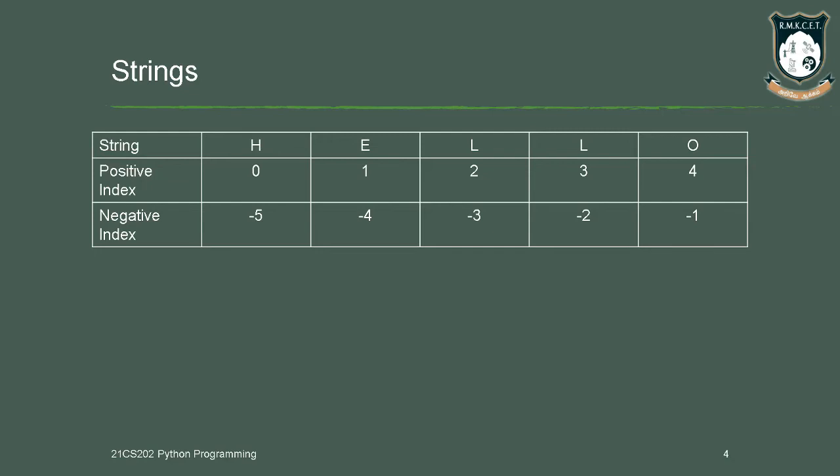We also said that negative indexing is possible in the string data type. Negative indexing starts from the right hand side to the left hand side, whereas positive indexing goes from left hand side to right hand side. The last letter gets the index value of -1. The previous letter, the L, is -2. The second L is -3. E takes the negative index -4, and H takes -5. So this is the process of indexing a string.